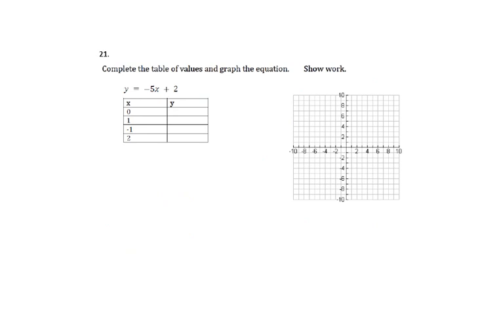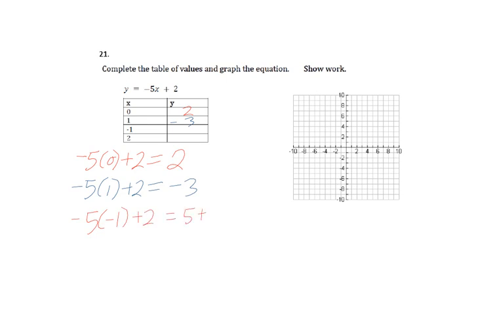So 21 would like us to complete the table and graph, and we'll just go down the list. Starting with 0. So that means negative 5 times 0 plus 2, which is 2. Next will be negative 5 times 1 plus 2, which is negative 3. Next is negative 5 times negative 1 plus 2, and 5 plus 2 is 7. And then finally, negative 5 times 2 plus 2, negative 10 plus 2 is negative 8.